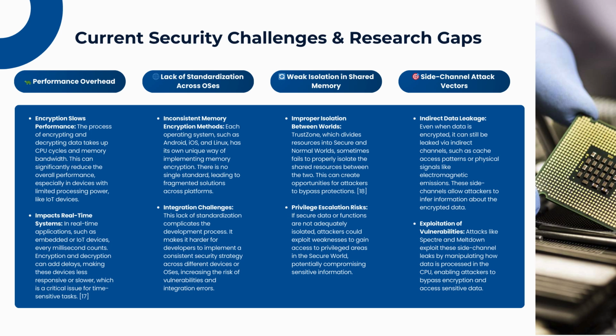Security challenges and limitations. While OS level memory encryption is an effective security mechanism, it's not without its challenges and limitations. One primary concern is performance overhead. Encryption and decryption require additional CPU cycles and memory bandwidth. This can impact the overall performance of the system, especially in devices with limited resources like IoT systems or low-end smartphones. Balancing security and performance is a key challenge in implementing memory encryption.